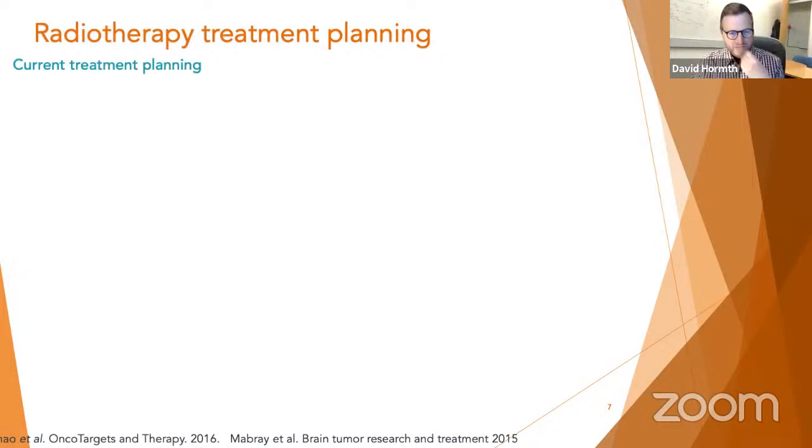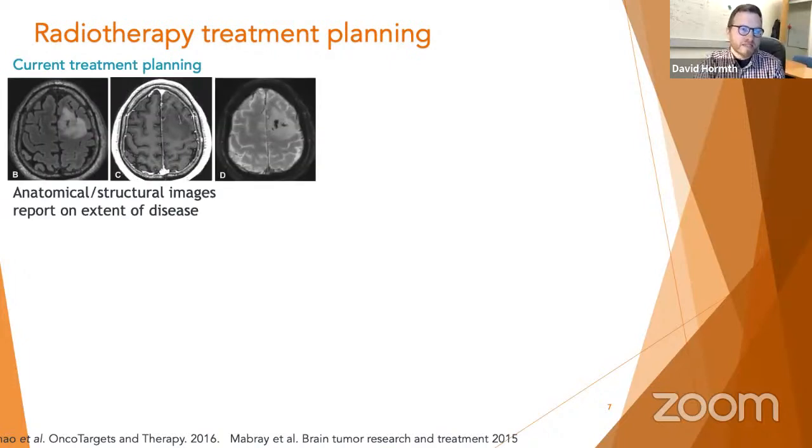Because my focus is really on radiation therapy, I wanted to give you a little background on how radiation therapy treatment plans are currently made. A big picture look would be to say radiation plans are based off of anatomical and structural images, things like contrast enhanced MRI, T2 weighted MRI, and FLAIR MRI. These images report on the extent of disease, and from these image types, they can define tumor treatment volumes.